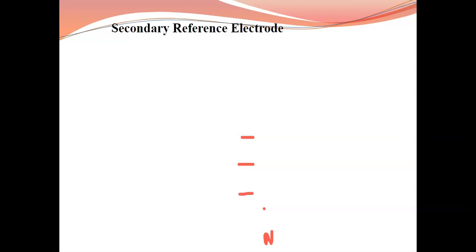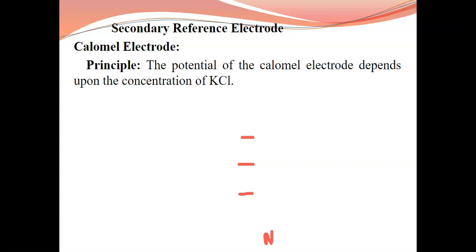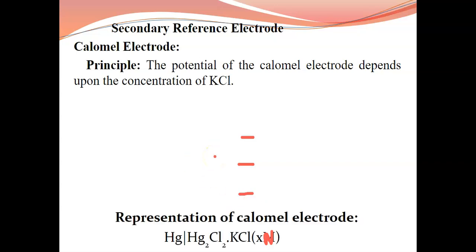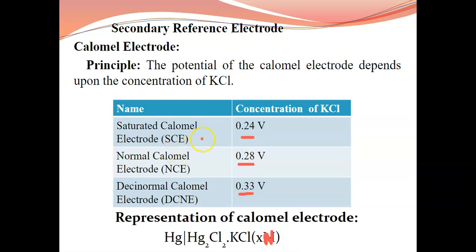Now we have seen that the potential of the Calomel electrode depends upon the concentration of the KCl which is used in it. So there are three values of potential. If the potassium chloride solution used in the electrode is saturated, the potential of the electrode would be 0.24 volt. For potassium chloride solution of 1 normal concentration, the potential would be 0.28 volt. If it is a decinormal solution of potassium chloride, that is 0.1 normal, then the potential would be 0.33 volt. So the potential of the Calomel electrode depends on the concentration of KCl.